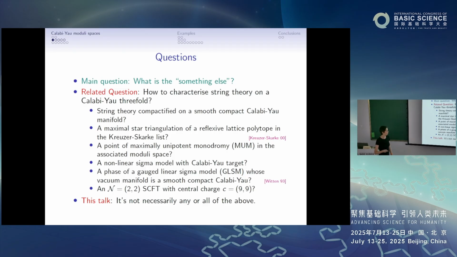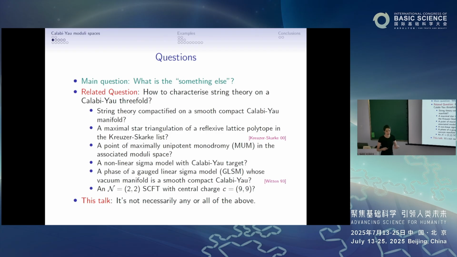So there, a point of maximally unipotent monodromy is what happens at a large volume or large complex structure point. Especially in the context of topological string theory, we can really just zoom in on the Calabi-Yau and think about nonlinear sigma models with Calabi-Yau target spaces. What I will spend a lot of time on in this talk is to understand this as a phase, a low energy effective theory of a gauged linear sigma model where the vacuum manifold is a Calabi-Yau. So the solution to the vacuum equation is on the Higgs branch.